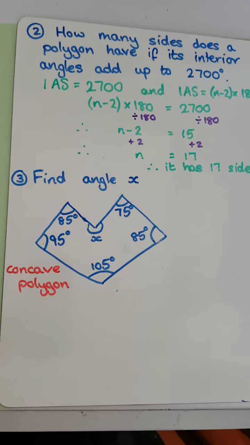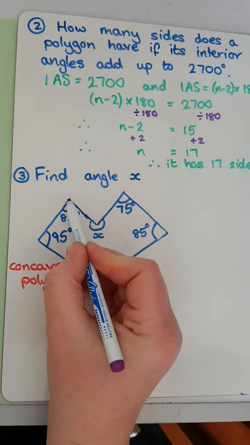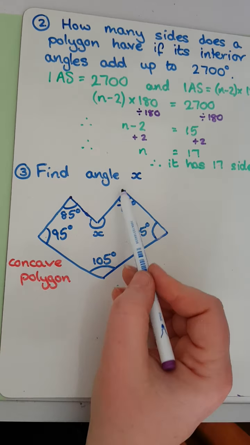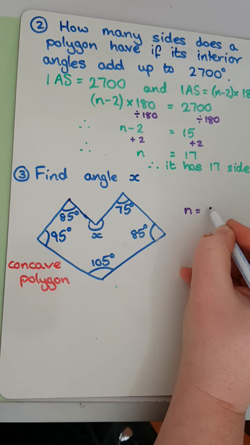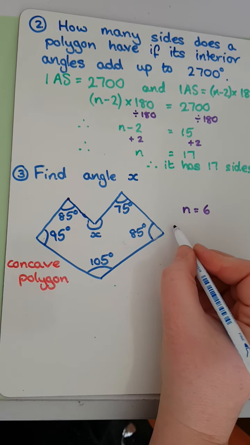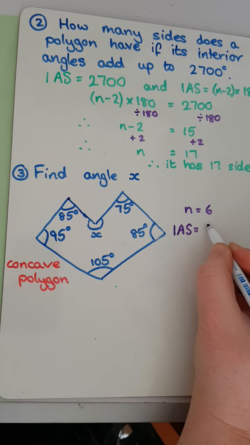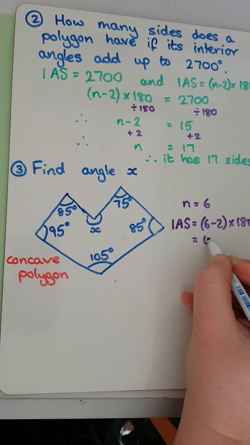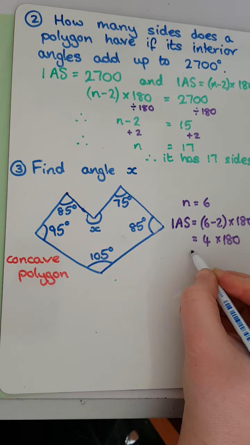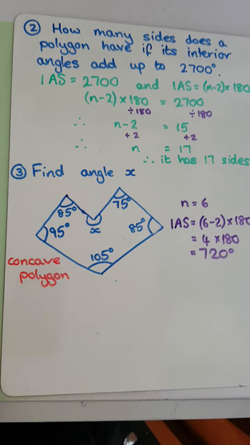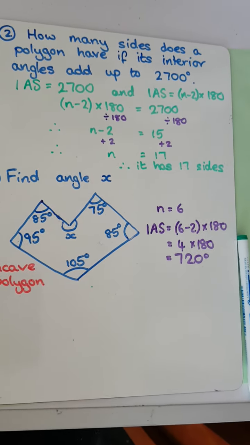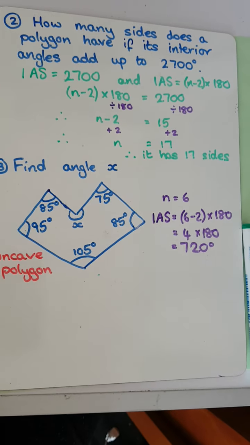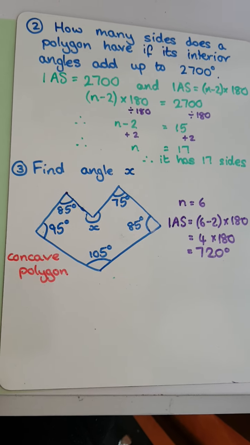You can either count the number of sides or you can count the number of angles. If we just make a little mark to remind ourselves we're starting at that angle, I've got 1, 2, 3, 4, 5, 6, so n is 6. That tells me then that the interior angle sum is going to be 6 take away 2 times 180, which is 4 times 180, which is 720 degrees. Therefore, to find x, all I need to do is subtract the other angles from it.